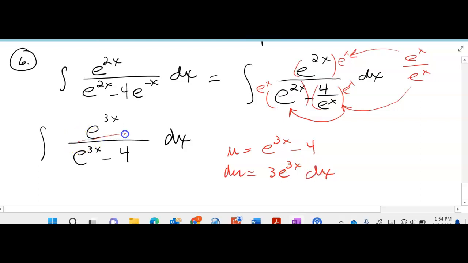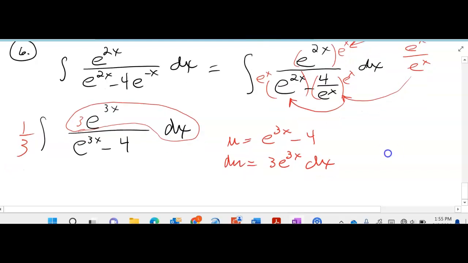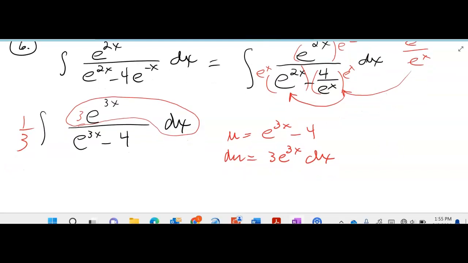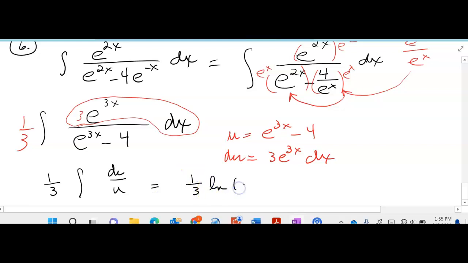e to the 3x dx. What's missing? I'm missing a 3, so I need a 1/3 out here. So now I have 1/3 du over u, which is 1/3 natural log of u, sorry, plus c. Of course, you can't leave it that simple.